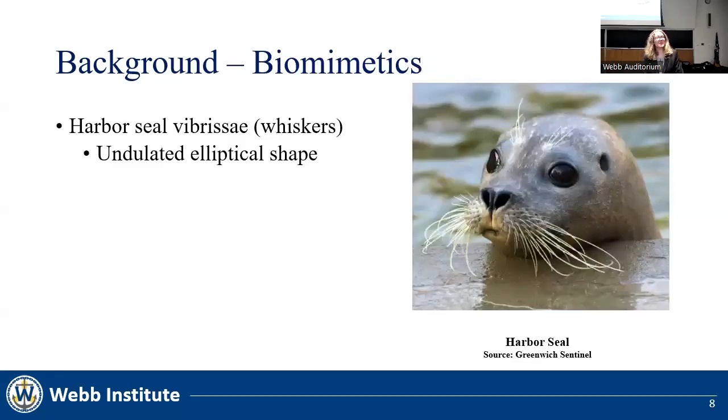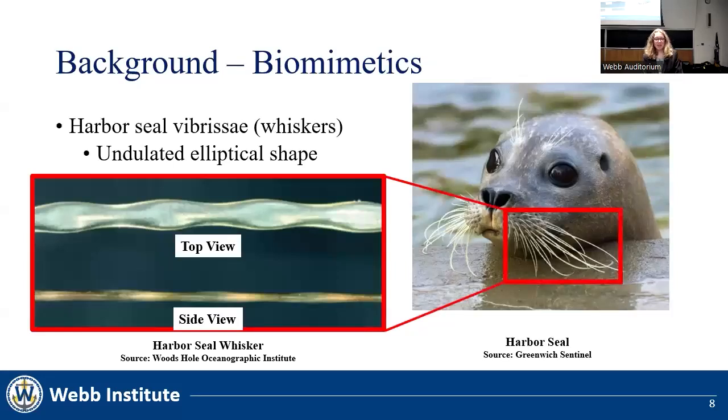So what type of shapes are we investigating? We're investigating a biomimetic foil shape. Biomimetics is the emulation of models, systems, and elements of nature for the purpose of solving complex human problems. On the right above me is a harbor seal, and this is his whisker. The harbor seal has a unique undulated elliptically shaped whisker, and the shape has been found to reduce vortex-induced vibrations.